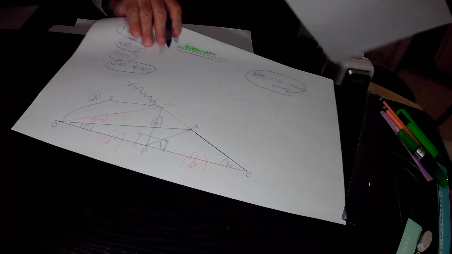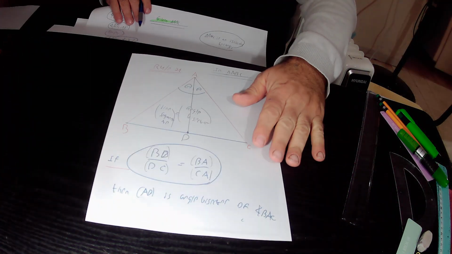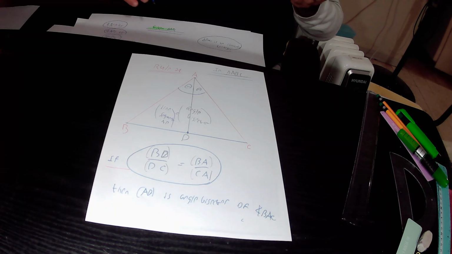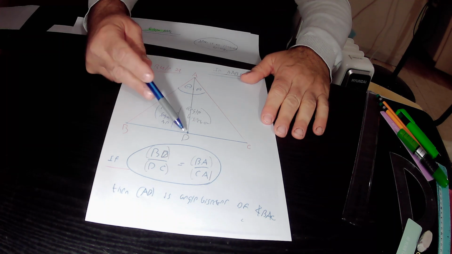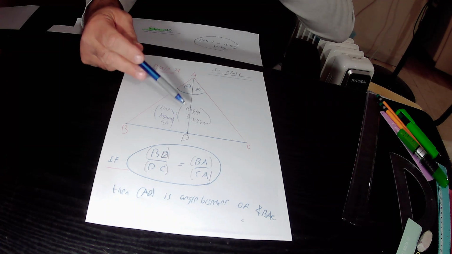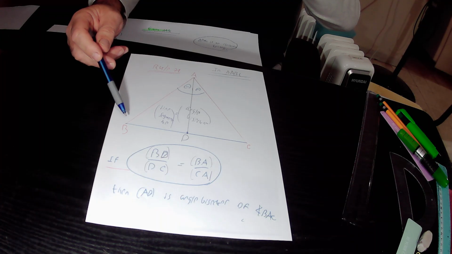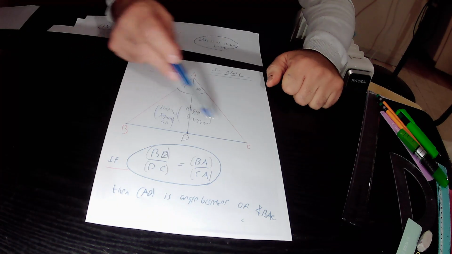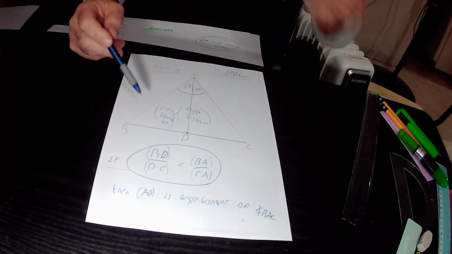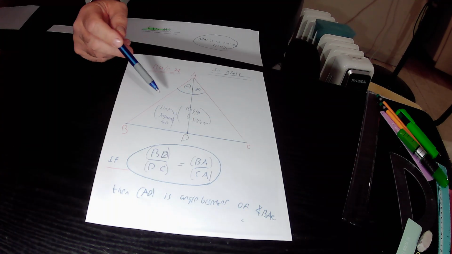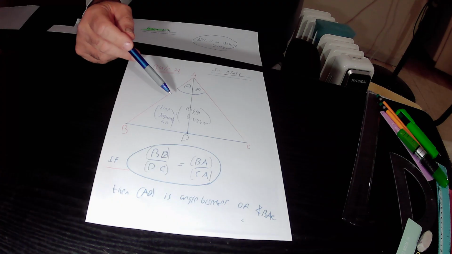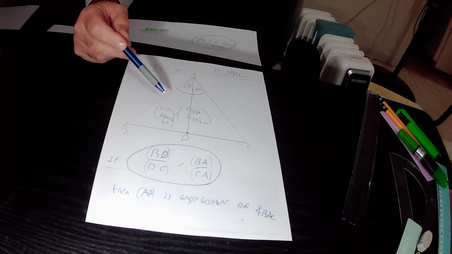So if we click on rule 21: according to rule 21, if we know that line segment AD divides the sides of triangle ABC proportionally, that is to say, BD over DC equals BA over AC, then line segment AD must be the angle bisector of triangle ABC. This is the converse theorem of the angle bisector theorem.